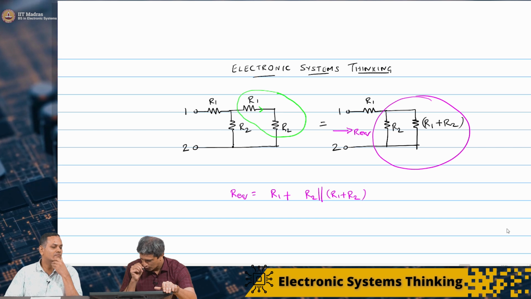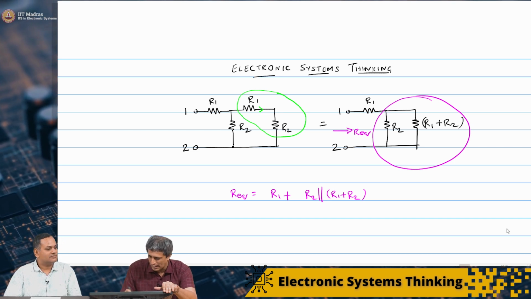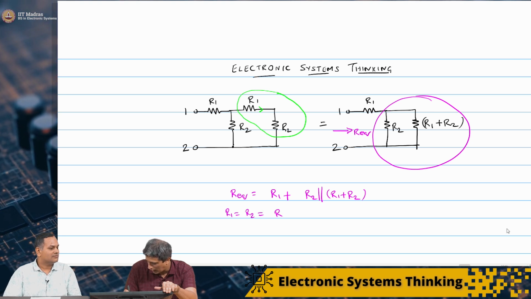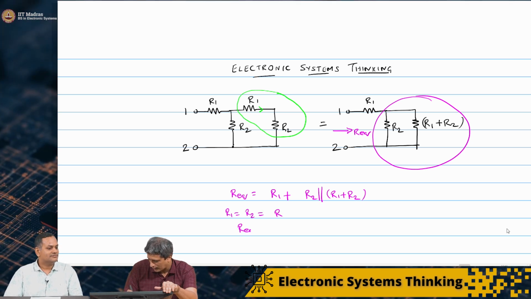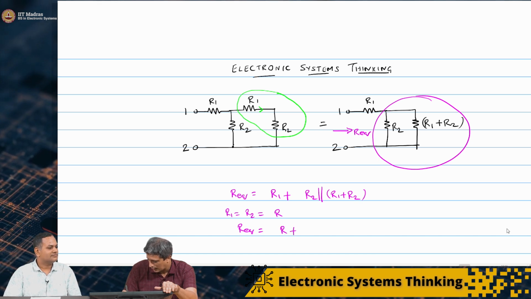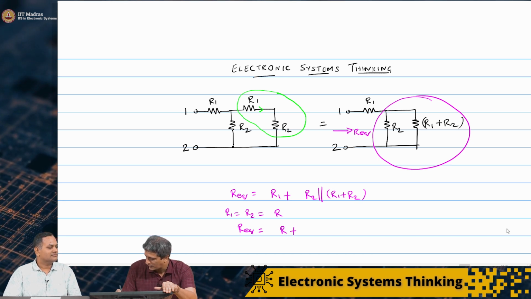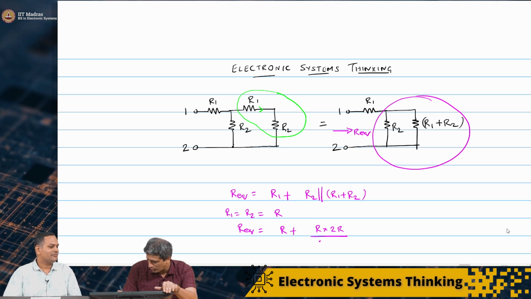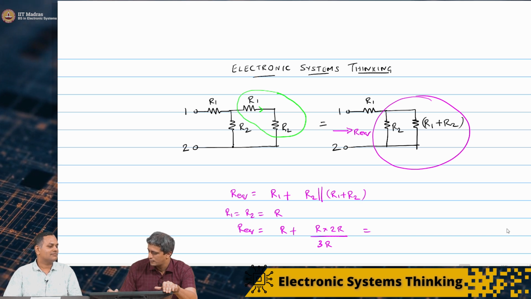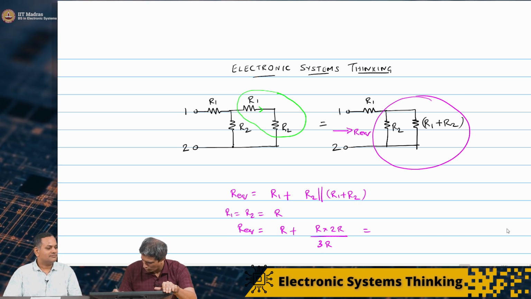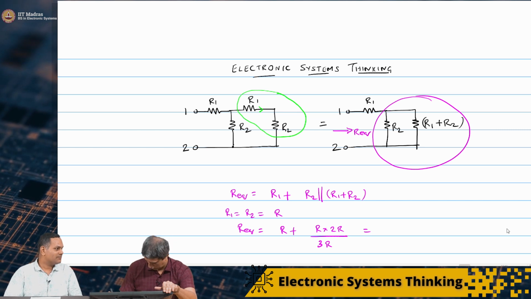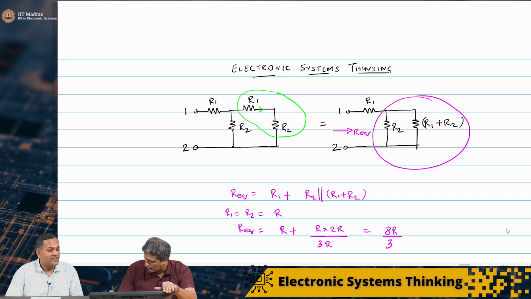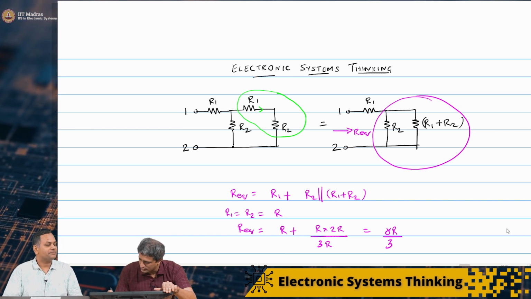So this is what we have, and if we put, for example, R1 equal to R2 equal to R, then we get R equivalent as R plus R into 2R divided by 3R. So it's R plus 2R by 3, 8R by 3, right? Oh sorry, 5R by 3. Yes, 5R by 3.